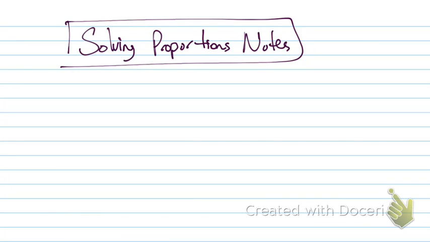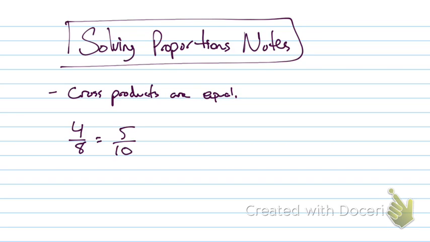Okay, guys, we're going to make our solving proportion notes before we get practicing on homework. So just remember that a property of proportions is that cross products are equal. Meaning if you multiply on the diagonal, your answers are equal. We can prove it with something pretty simple like 4/8 is proportional to 5/10. When I multiply, I get a 40, and that's equal to 40. That tells me they are proportional.